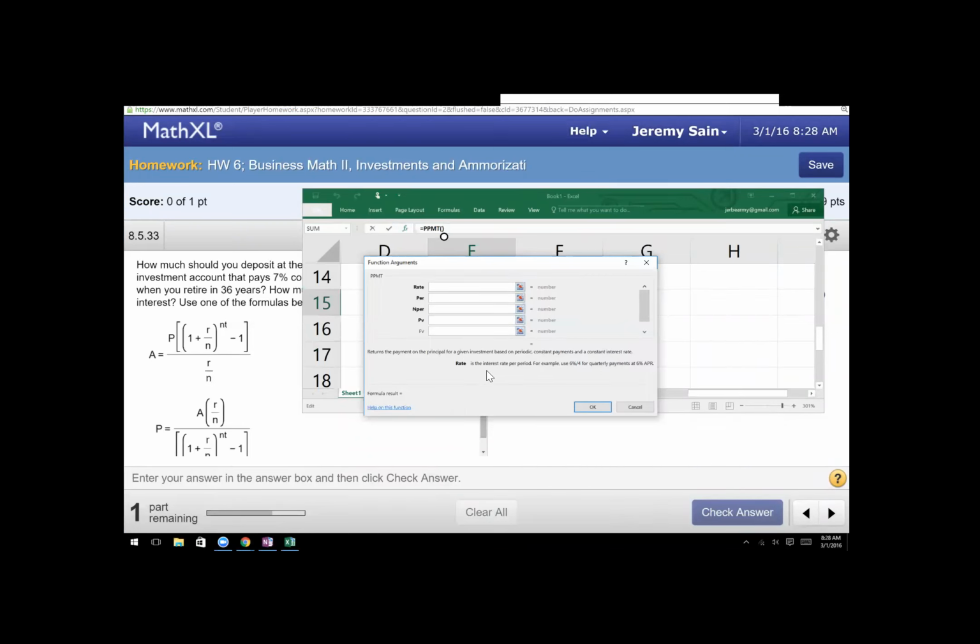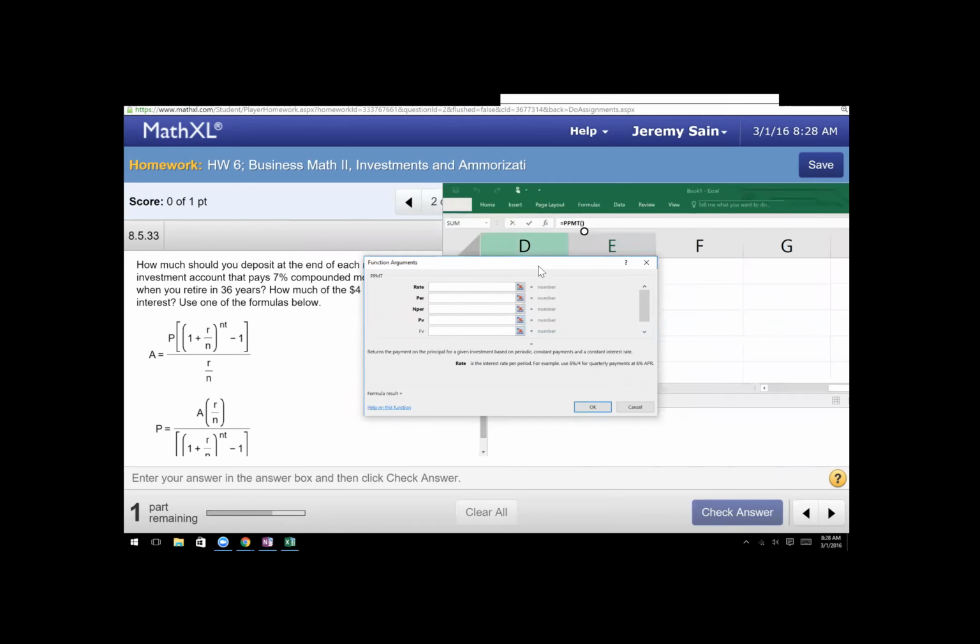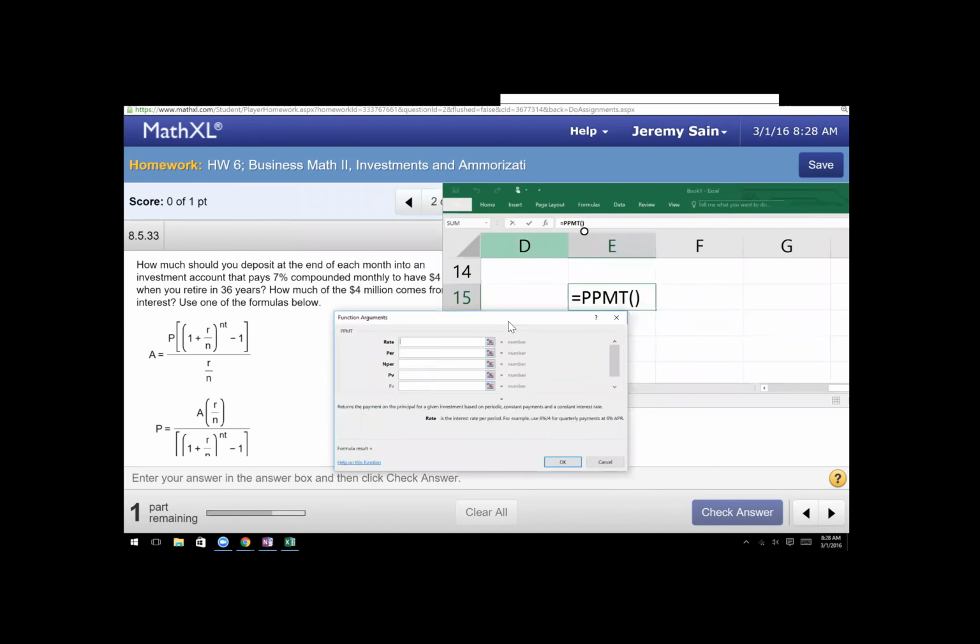Okay, so on rate, it says the interest rate per period, right? Which, you know, they always give you the interest rate in years, but when you're actually using this thing in Excel, you want the interest rate per period. So it's 7% yearly, so I put 0.07 divided by 12 in there, right? Okay. Per, it says, specifies the period. Okay, that's always just going to be a 1. That's just where we're starting.